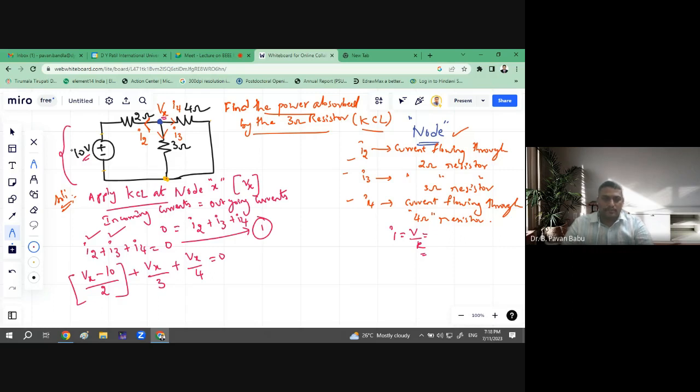This is how we need to frame the equation. Let us solve this. Vx into 1 by 2 plus 1 by 3 plus 1 by 4, minus 10 by 2 is equal to 0. So Vx into 1 by 2 plus 1 by 3 plus 1 by 4 equals 5, since 2 fives are 10. Alright, let me solve this: 1 by 2 plus 1 by 3 plus 1 by 4.